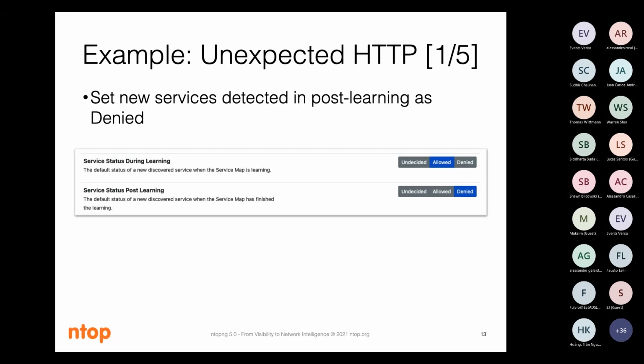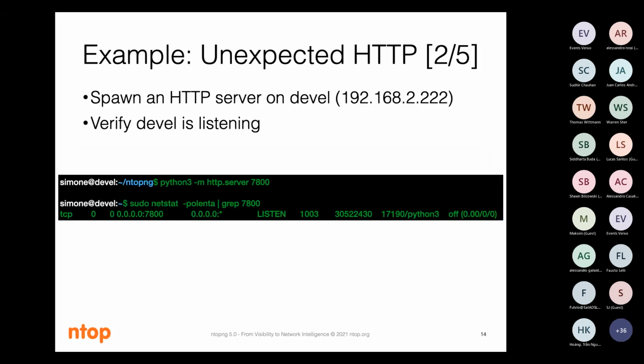As you can see from this preference, I've changed the service status from allowed to denied for the post-learning phase. This is the only thing that instructs ntopng to react and alert upon the detection of denied services. What I've done then has been to spawn an HTTP server on port 7800. I simply use python3 -m http.server 7800 to spawn a web server on this machine. And as we can verify from netstat, the web server is running and listening.